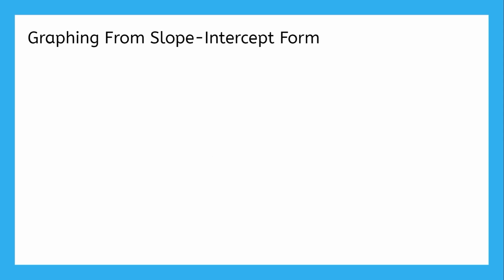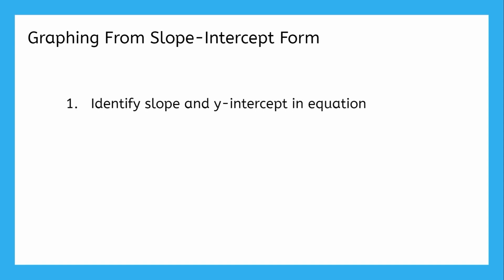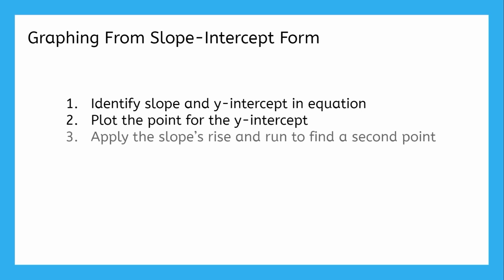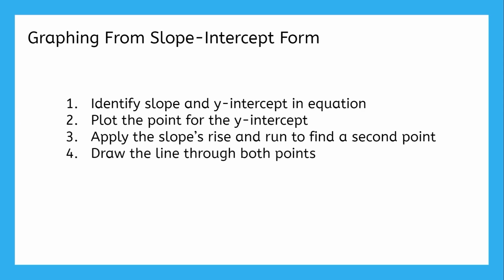We've learned previously how to graph a line given its slope and y-intercept, so all that's left to do is combine the two ideas. Pull the slope and y-intercept from the equation, and then place the y-intercept where it goes, use the slope's rise and run to find another point, and finally draw the line.